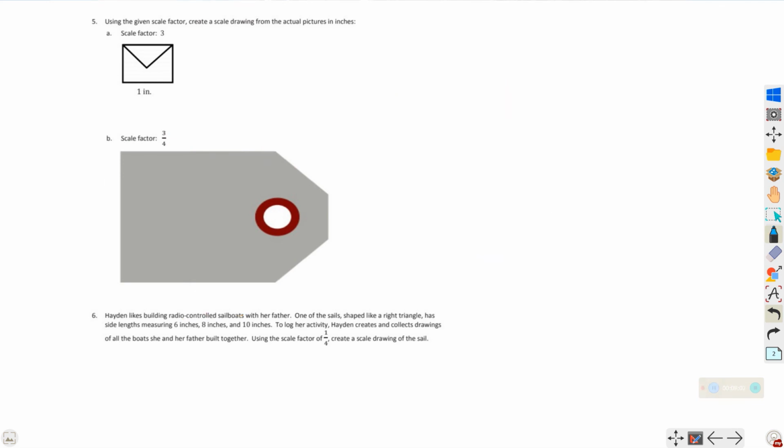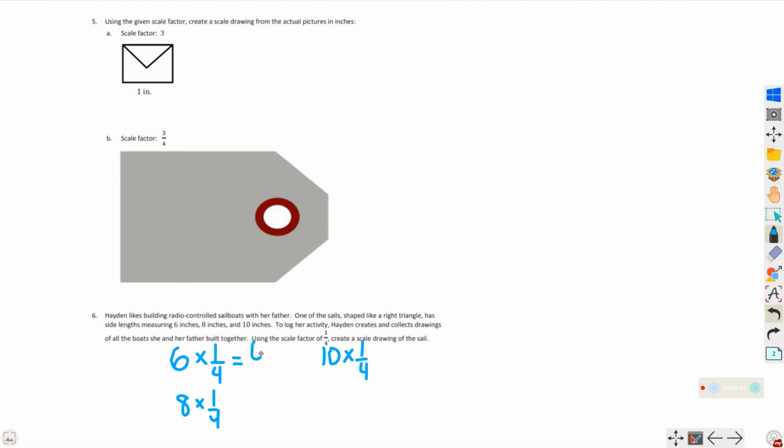Number 6 says Hayden likes building radio-controlled sailboats with her father. One of the sails, shaped like a right triangle, that means a shape kind of like this, with a right angle, has side lengths of 6 inches, 8 inches, and 10 inches. To log her activity, Hayden creates and collects drawings of all the boats she and her father built together. Using the scale factor of 1/4, create a scale drawing of the sail. So, we have 6, and we need to scale it by 1/4. 8 needs scaled by 1/4, and 10 needs scaled by 1/4.